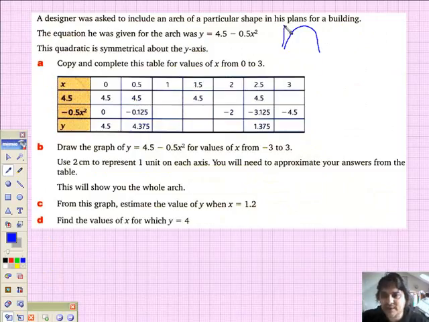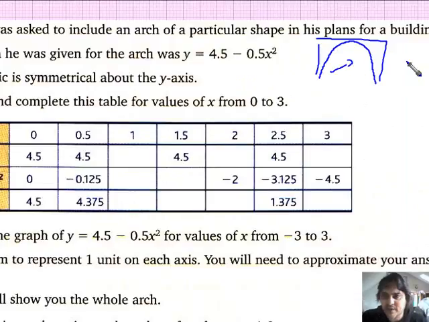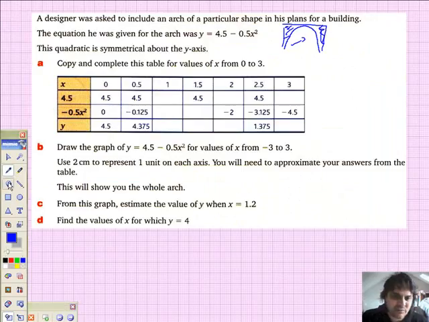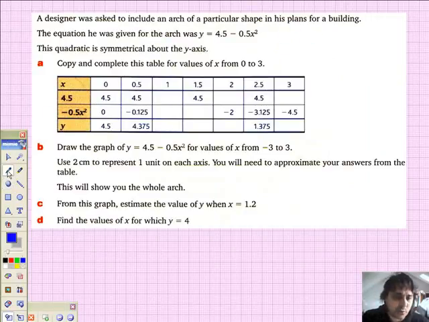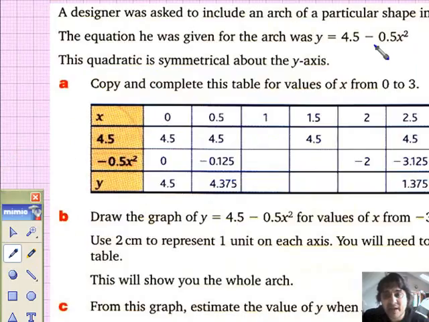Alright, so imagine that is an arch into maybe a lounge or something like that. So that's the brickwork, for example. And just rub that out of the way. I'm just going to give you some sort of context that if the guy is asked to build a particular arch according to a certain specification, then that equation is the specification. That's the curviness or the curvature of this archway.